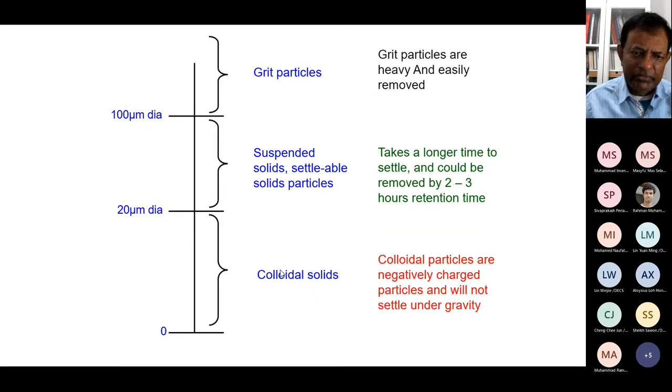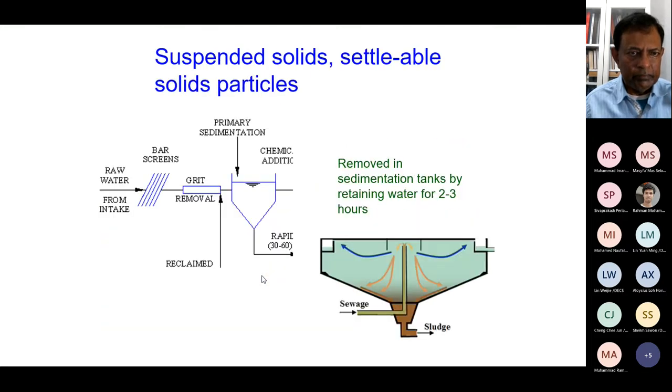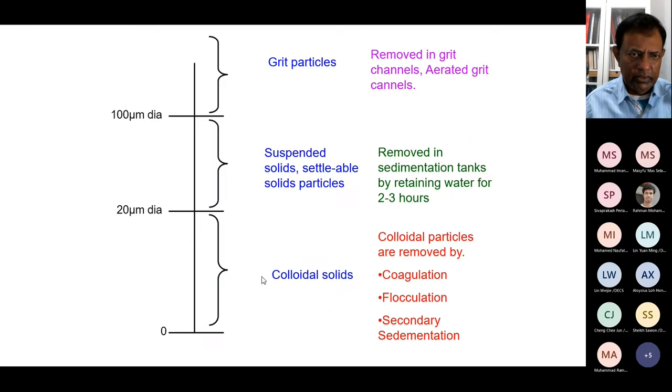Colloidal solids are quite difficult to remove because colloidal particles are normally negatively charged particles. Okay, let me see. So if you want to remove colloidal solids, you have to pass through these 4 stages. You need to have a chemical introduced, okay? So that means you have to introduce aluminium sulfate, or ferric chloride, or ferric sulfate.